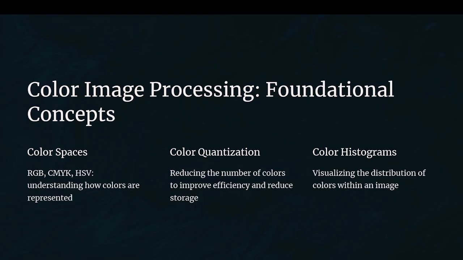The next is color quantization. This process reduces the number of colors in an image to improve efficiency and save storage. For example, GIF images often use an 8-bit palette with only 256 colors to maintain visual appeal.